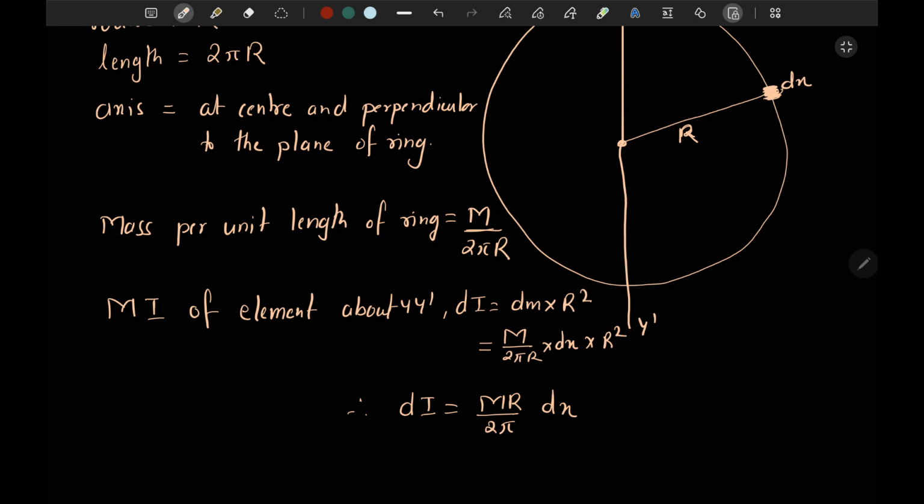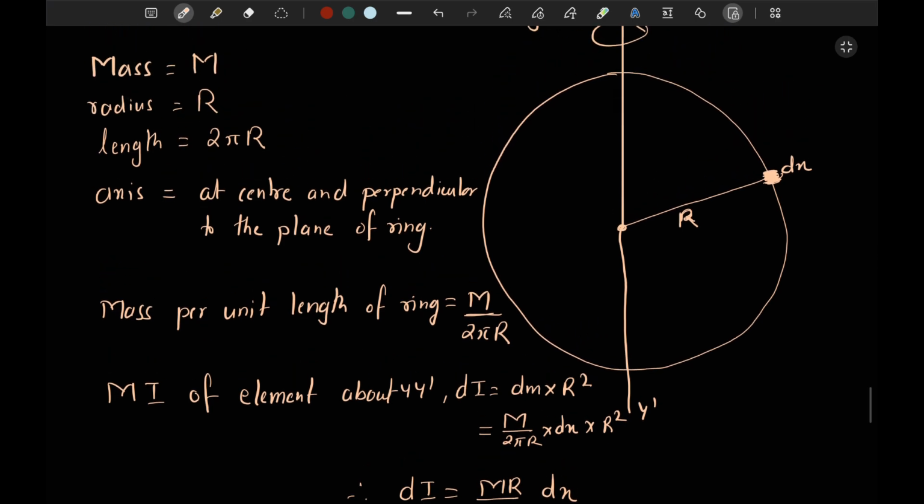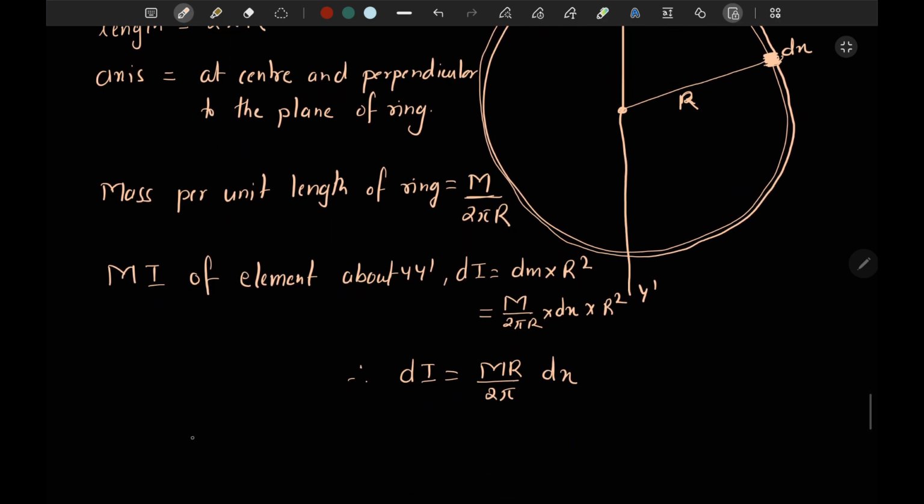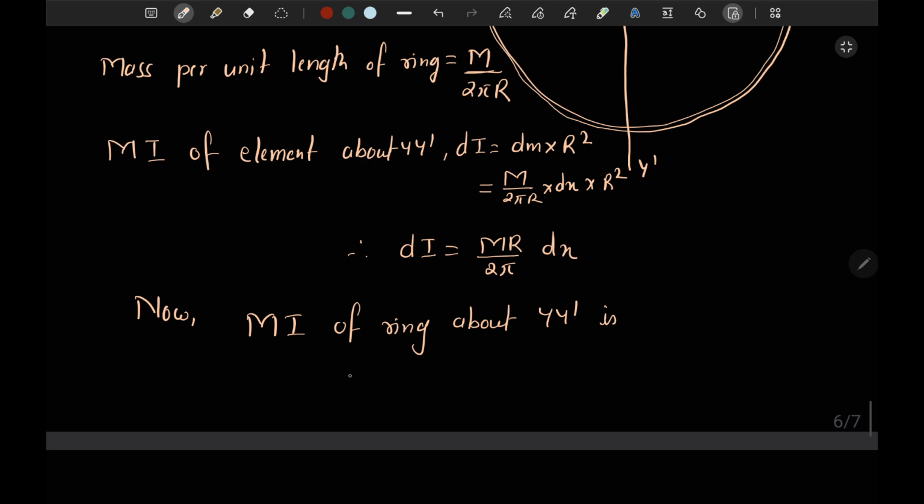And now to calculate the moment of inertia of the whole ring, what we need to do is to integrate dI along the circumference of the ring. That is, the total moment of inertia of the ring about y dash will be I equal to the integration of dI over the circumference.